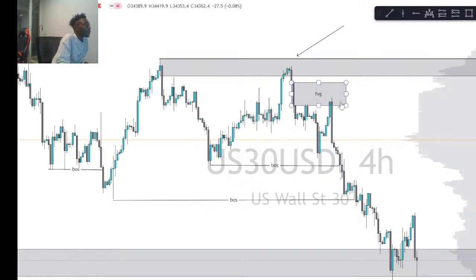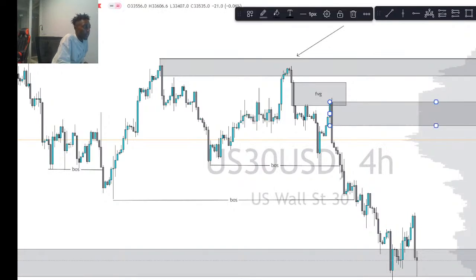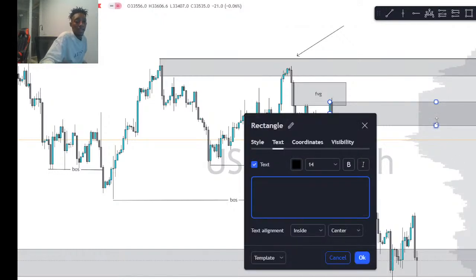So exactly below the fair value gap here, the market left us a bullish candlestick before the push to the downside for us to use as our supply zone. You understand? For us to use as our supply zone.